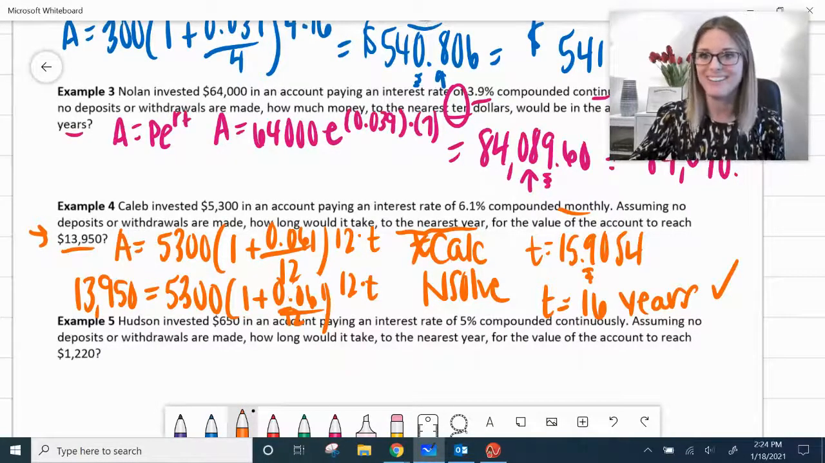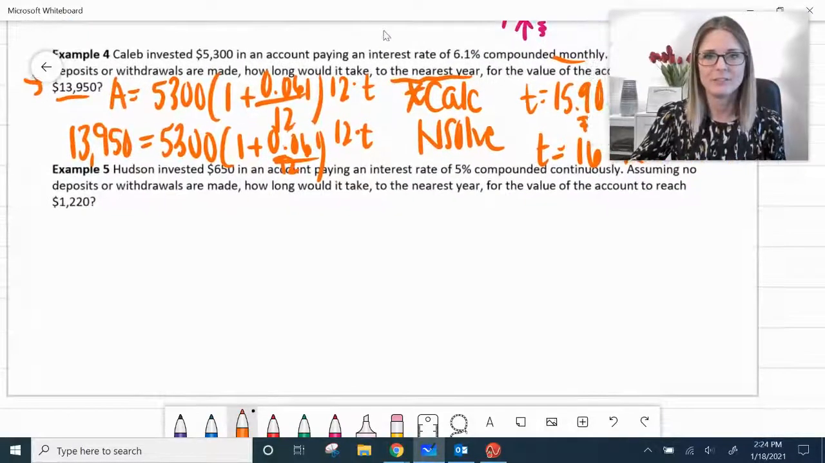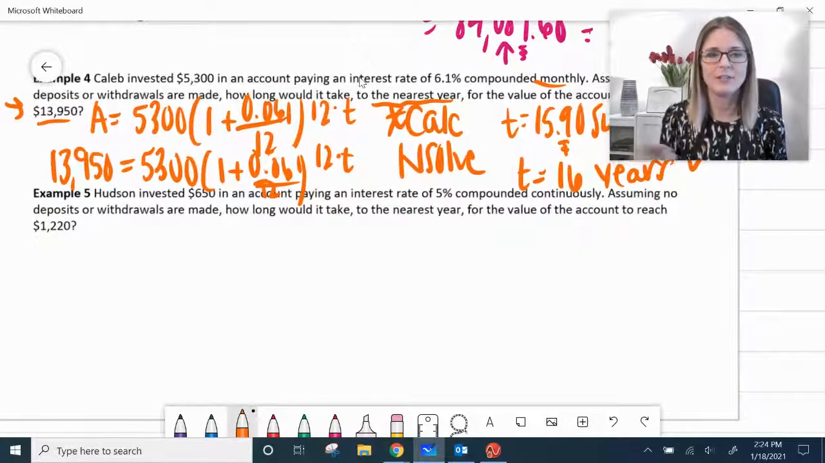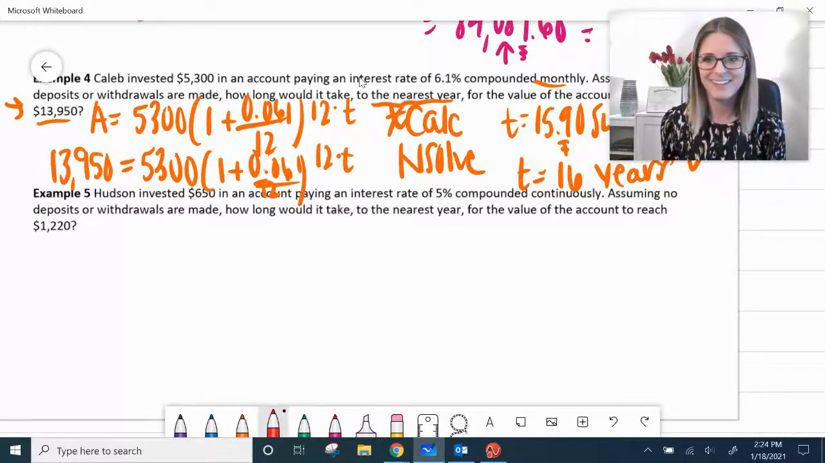We're going to do another one. You ready? Number 5. Hudson invested $650 in an account paying an interest rate of 5% compounded continuously. Red alert, continuously. Assuming no deposits or withdrawals are made, how long, to the nearest year, for the value of the account to reach $1,220?